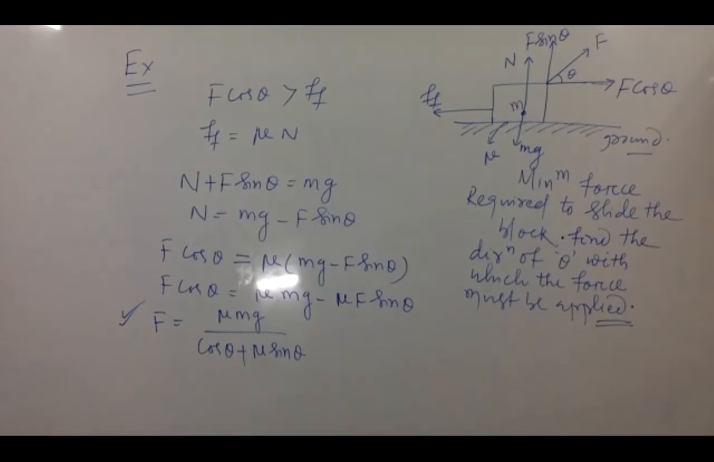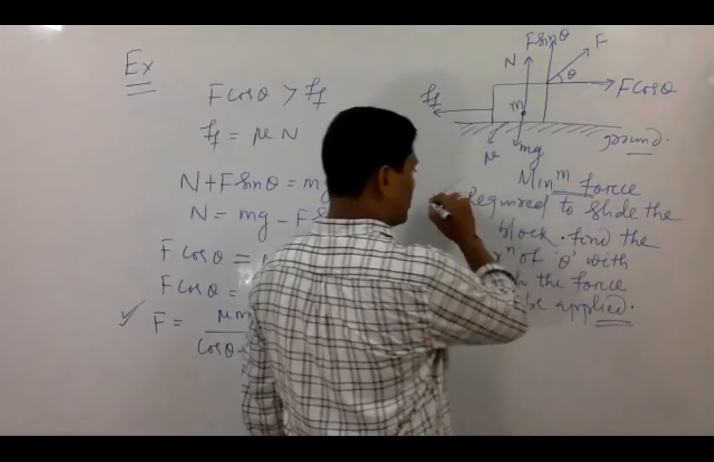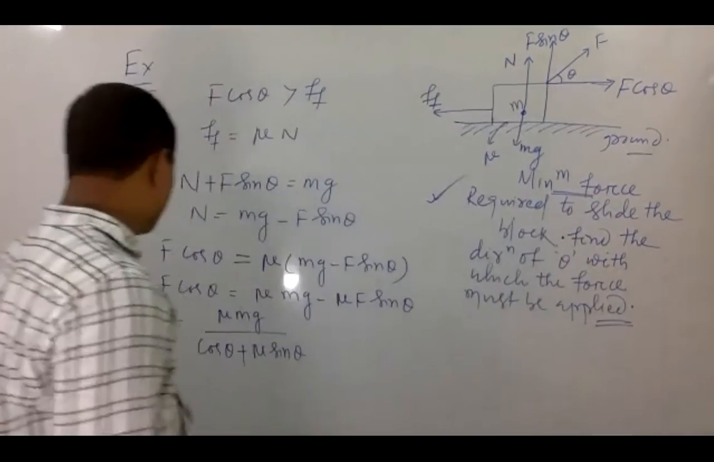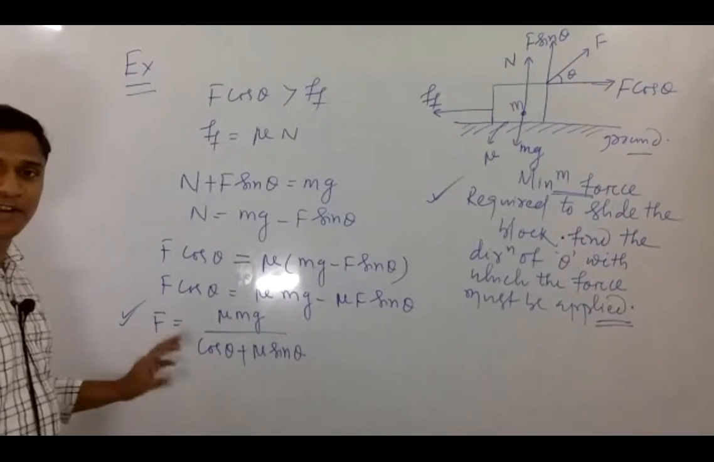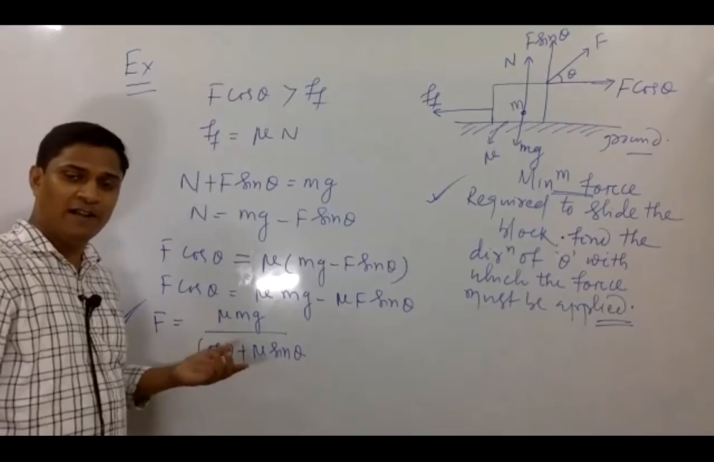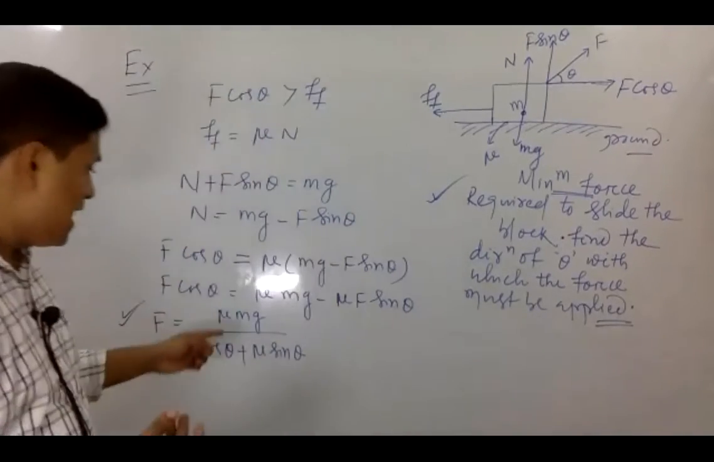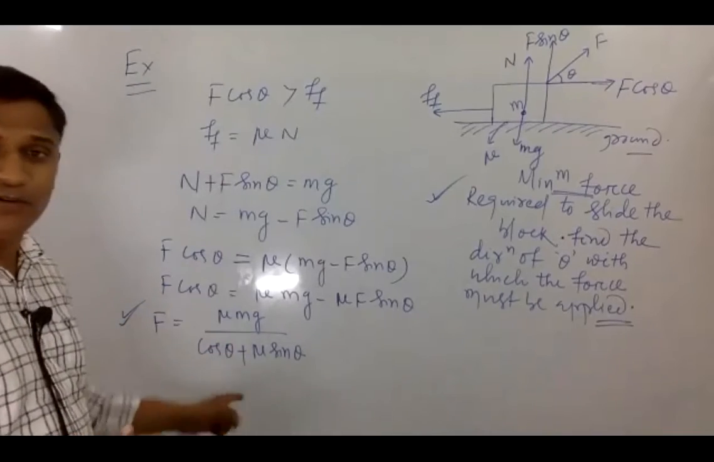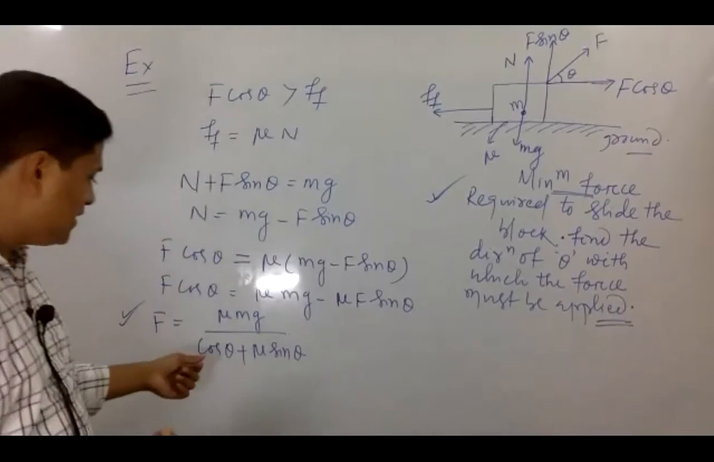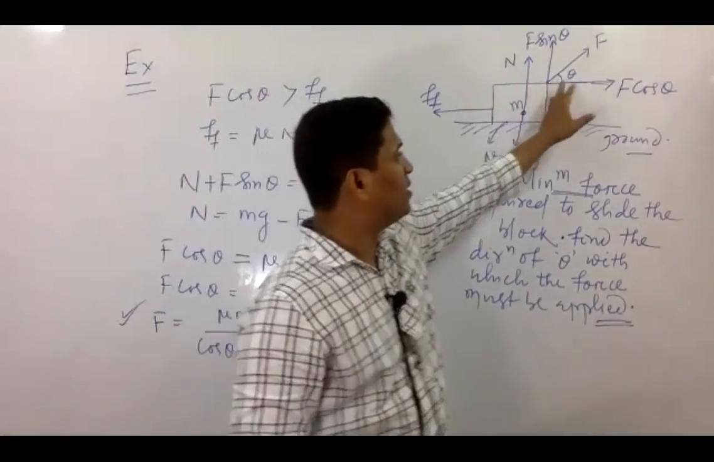But it is asking here minimum force required, right? So what do we have to do to find the minimum force, because this force is varying with respect to what, students? Once the coefficient of friction mu is fixed, because what is the nature of the surface, if that is fixed, and the mass of the body is fixed and acceleration due to gravity is fixed, so the only changing parameter here is theta, right? So the force only depends on theta.